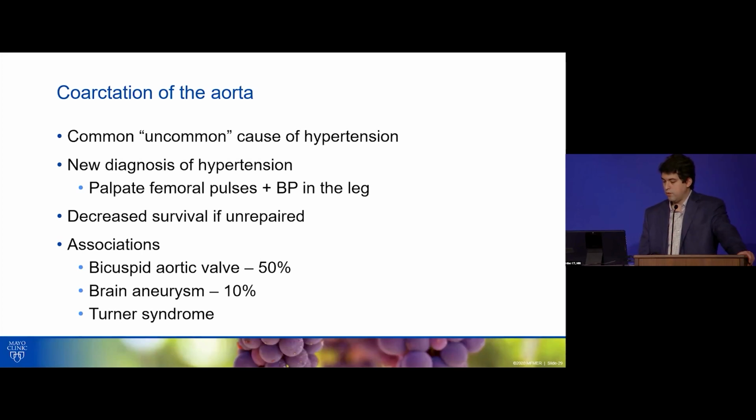And the other thing to remember are the common associations. So bicuspid valve is present in 50% of patients, brain aneurysm in 10%. This is actually work of Dr. Connolly. And also think about Turner syndrome because that's very common in patients with Turner. So look for the other features, so webbed neck, low hairline, and so on and so forth. So just remember that it can also be syndromic.